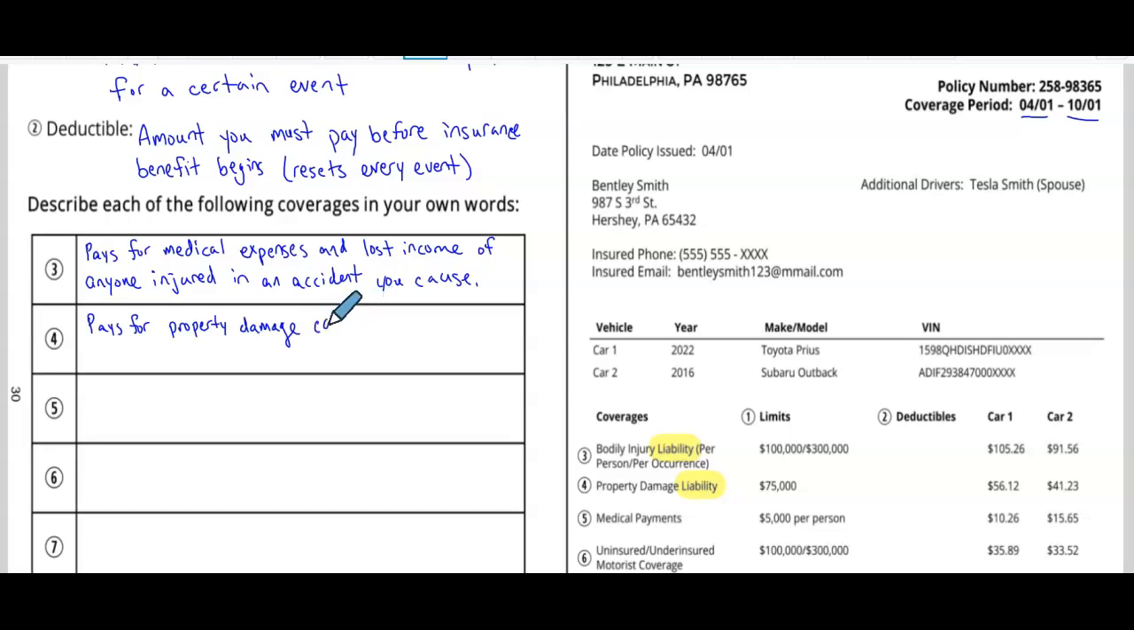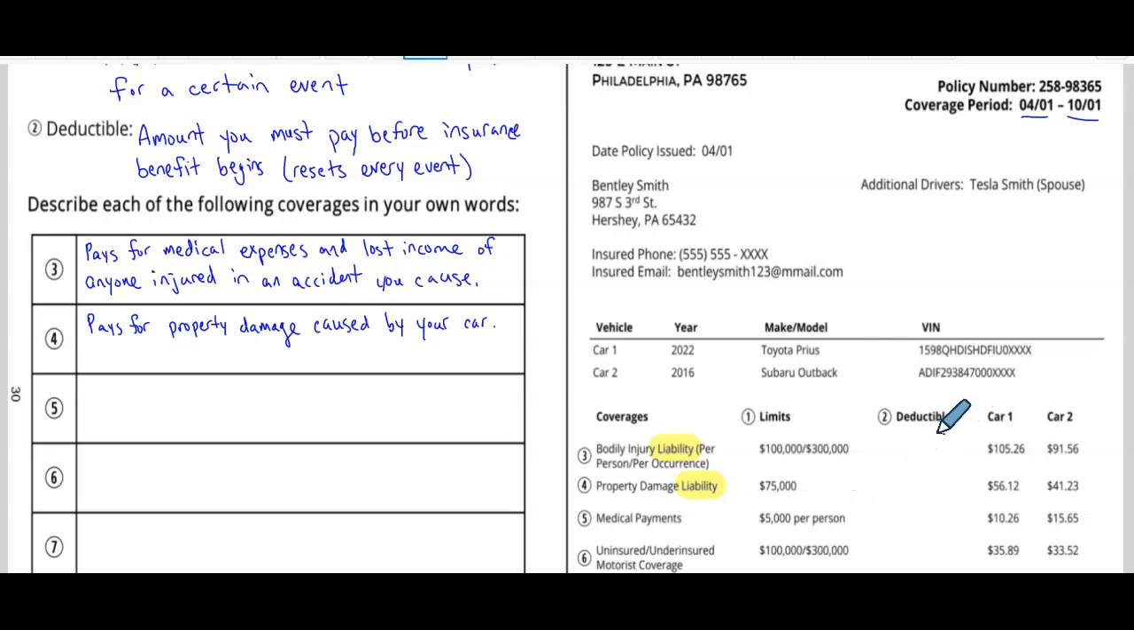Caused by your car. So say you veer off the road and take out somebody's mailbox, or you run into somebody else's car. This is going to pay for that. So when you damage somebody else's property, and not a medical bill here, but somebody else's property, and you're at fault, this will kick in. So again, the limit though, if you do more than $75,000 worth of damage, you're out of luck. Like that's just going to be what you have to pay.